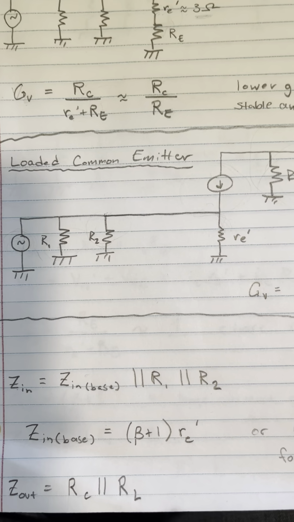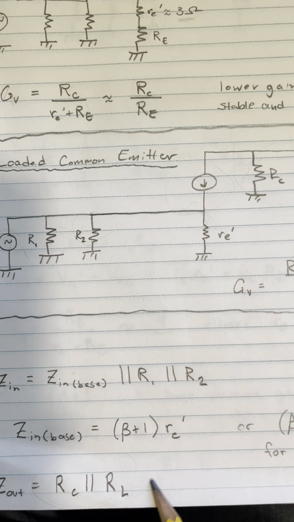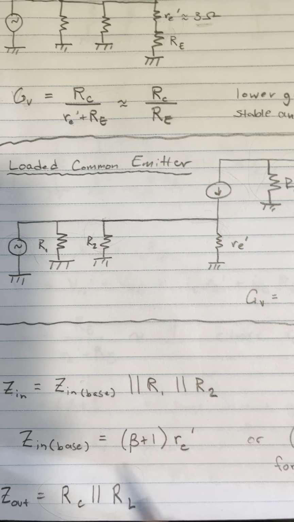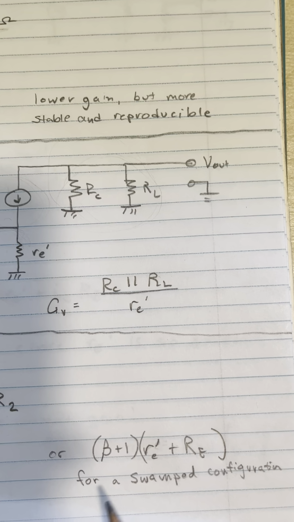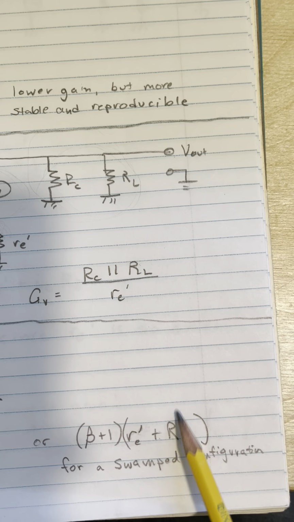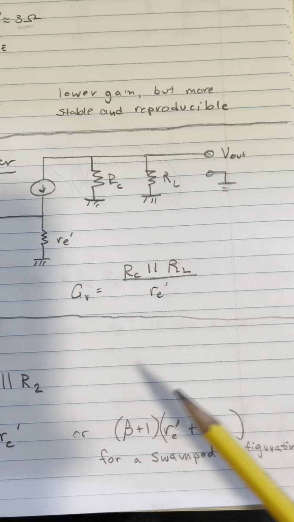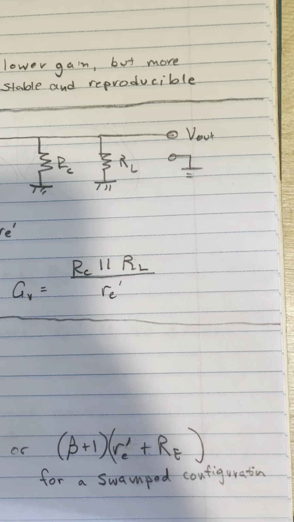And the output impedance is fairly straightforward. It's just your collector resistor in parallel with your load resistor, the parallel combination of the two. And of course, if you have a swamp resistor, Z in base is going to be beta plus 1 times RE prime plus capital RE, where capital RE is the swamp resistance that you put in series with the emitter.